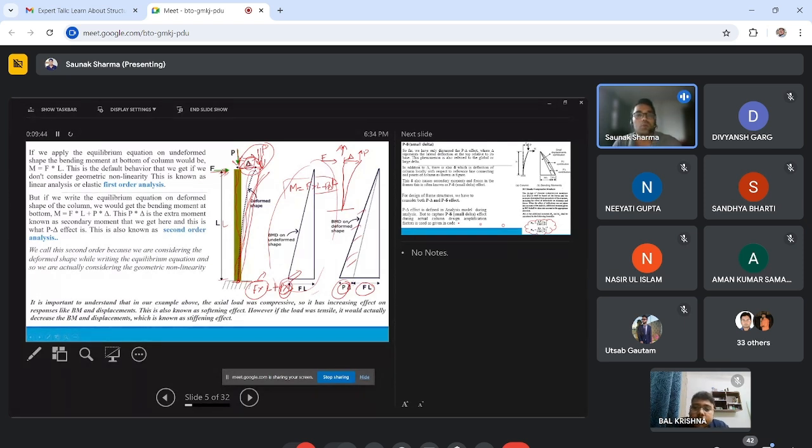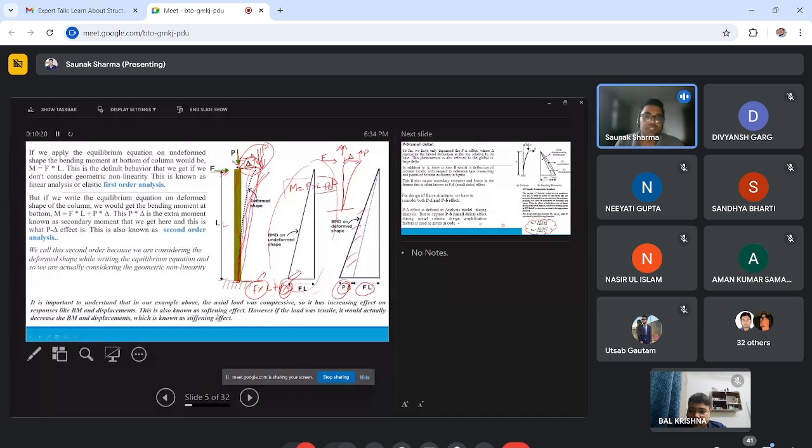Sometimes while we are designing some member, when we consider P delta analysis, rather than more force coming, sometimes it may reduce. This is due to this effect. So if we see in the definition, it is important to understand that in our example above, the axial load was compressive. Here P was the compressive force. So it has an increasing effect on the response, like bending moment and displacement.